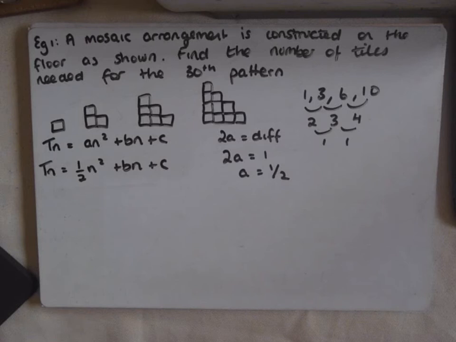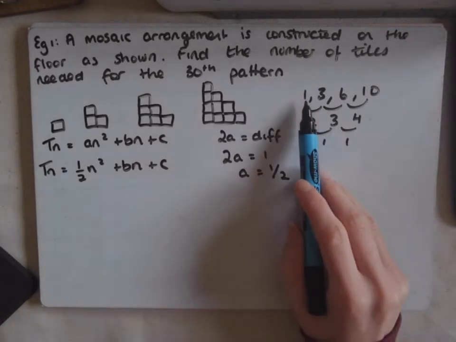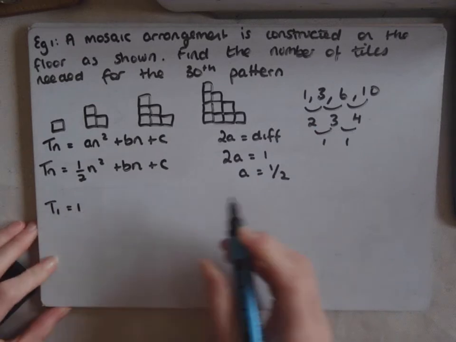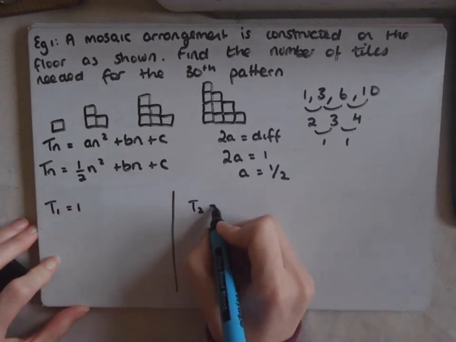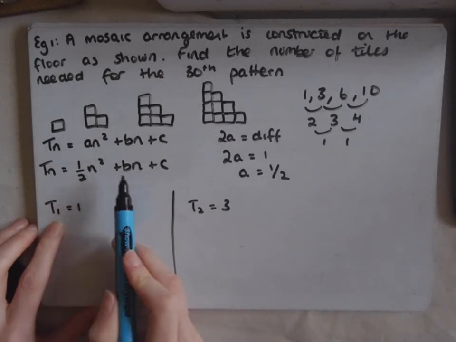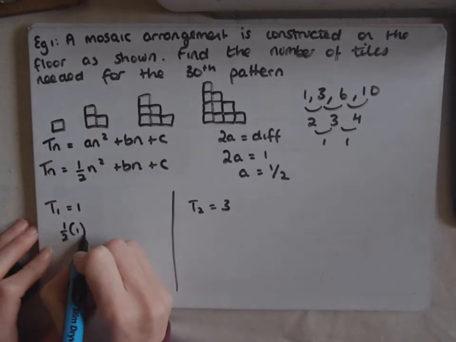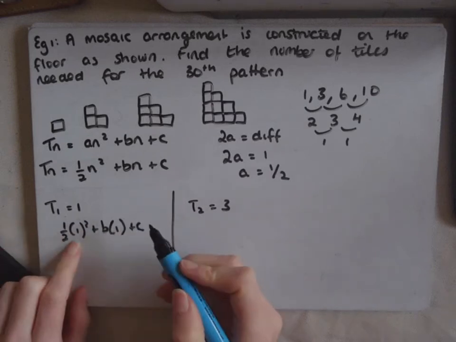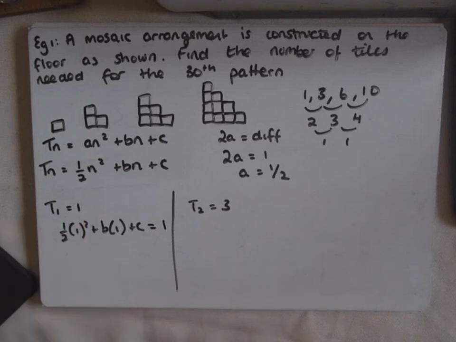Now, to get b and c, you need to fill in some values. T1 and T2 is what you're going to fill in, because we know T1 is 1 and T2 is 3, don't we? Now, instead of n, I have 1. So instead of n here, you're going to put in 1. A half 1 squared plus b times 1 plus c. And we know when we fill in 1, my answer is 1.